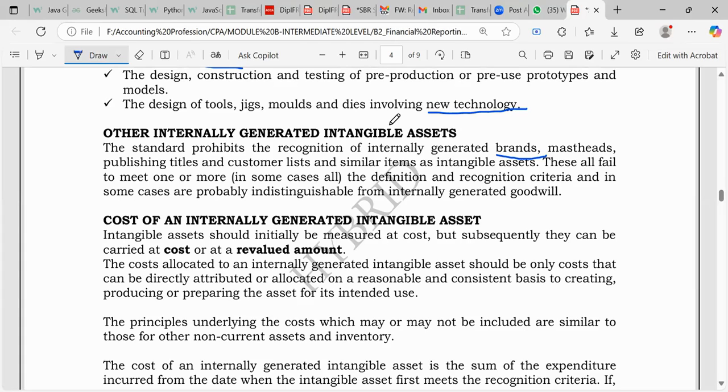That's why these usually fail to meet one or more criteria for recognition. In some cases, they are probably indistinguishable from internally generated goodwill. You cannot even distinguish them from internally generated goodwill, and that's why I told you they can be just part of that goodwill. So apart from the assets you have specifically seen, whenever you have any other asset and you are told it's internally generated, you say that this one won't be recognized. It shouldn't be recognized in the books.